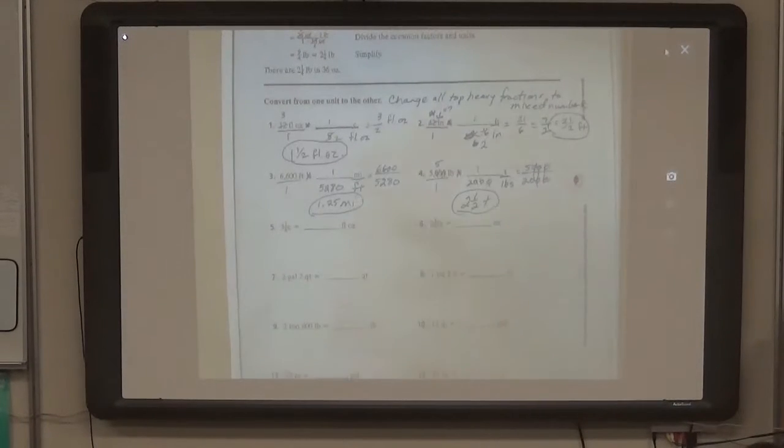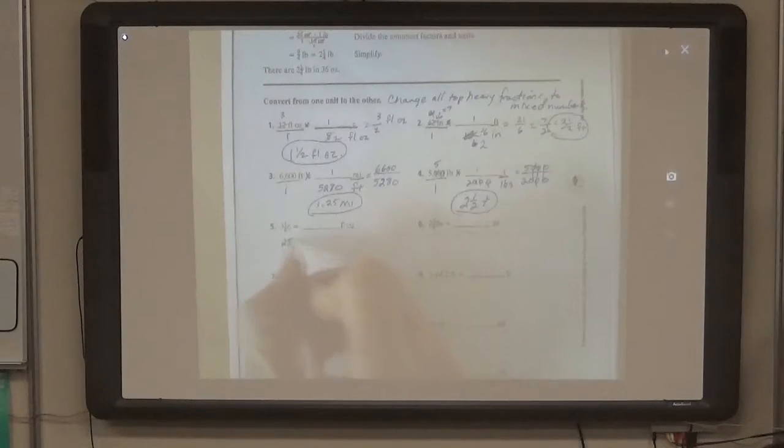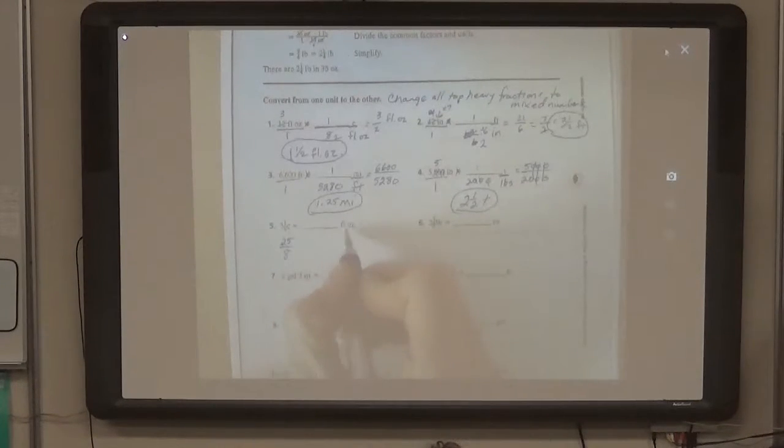Number 5. Now we're starting with a mixed number. So we first have to change that to a top-heavy fraction in order to multiply it by a fraction. What's 3 1/8 as a top-heavy fraction, Alex? 25/8. Good. And we're going to convert it from cups to fluid ounces. So what ratio are we going to use? Cups and ounces again?